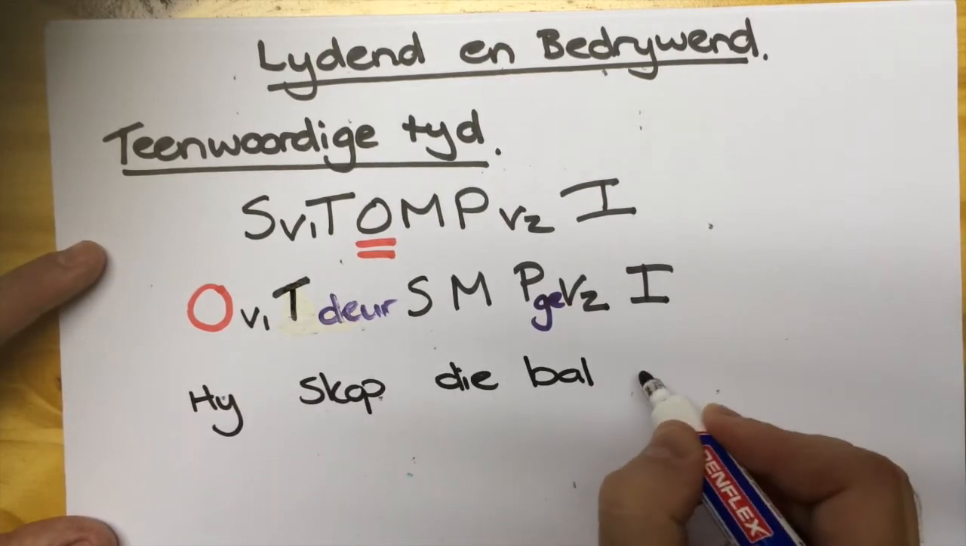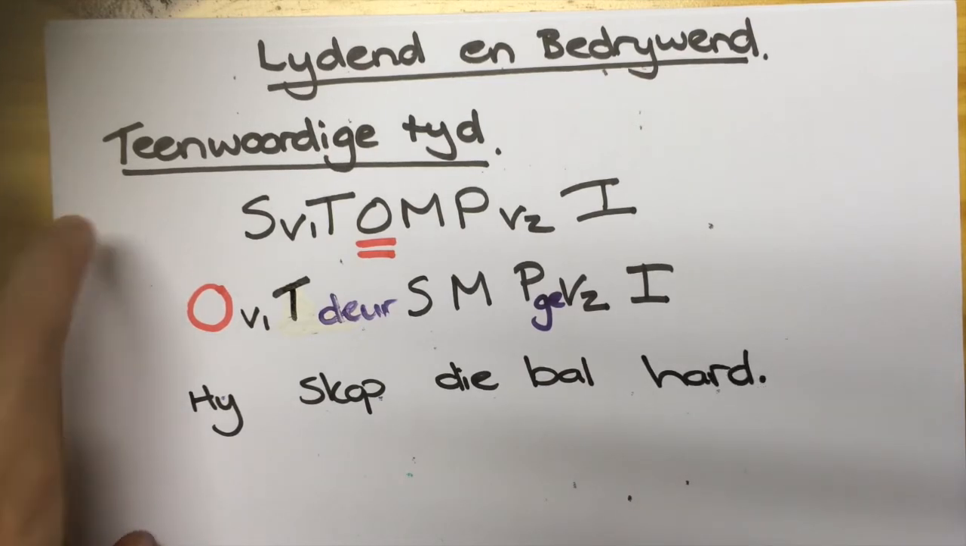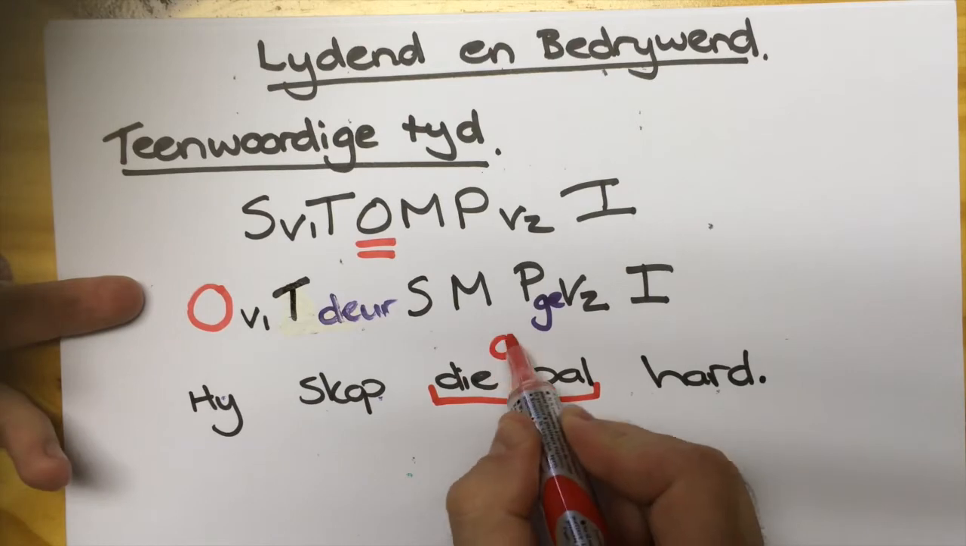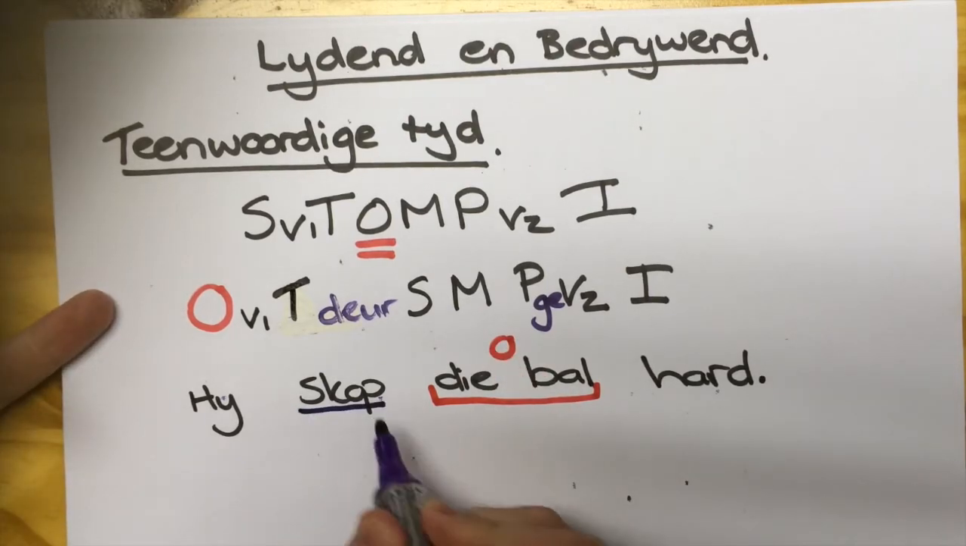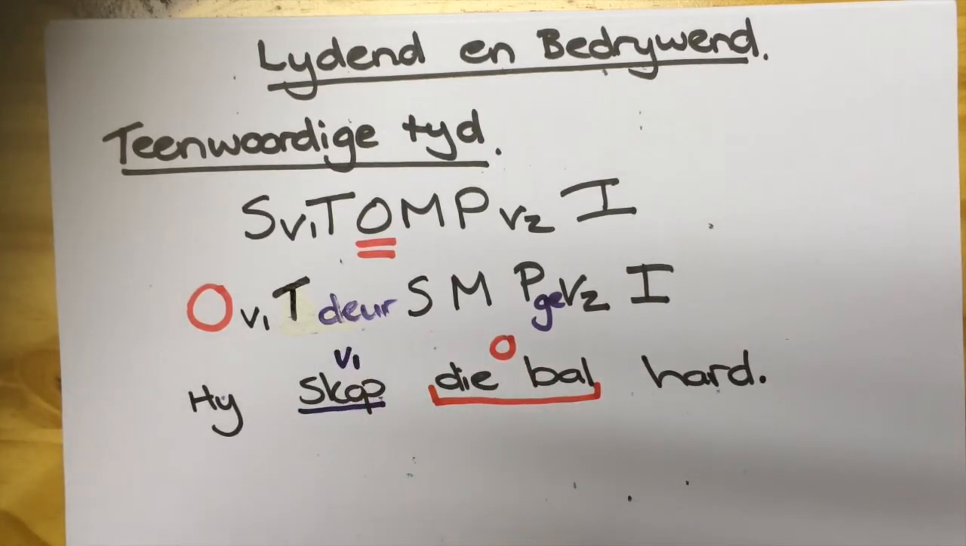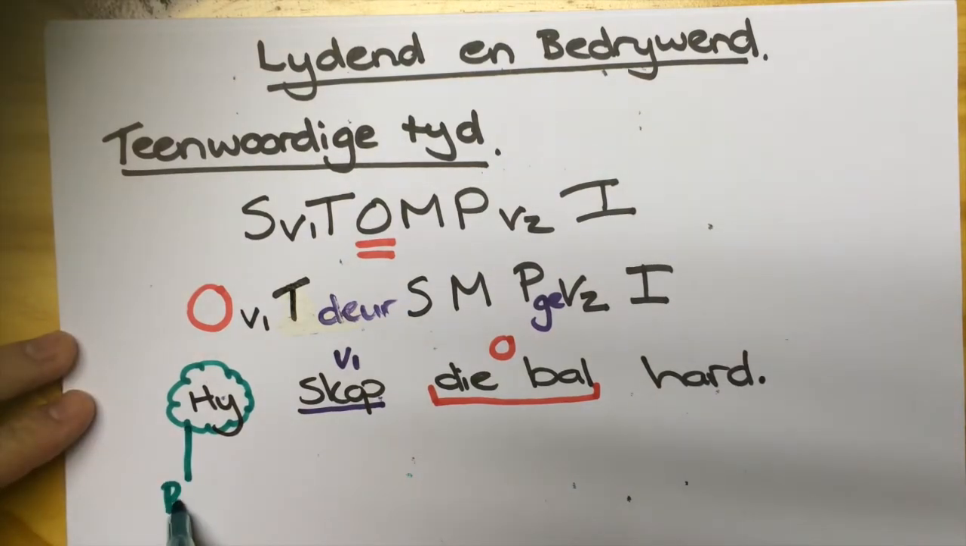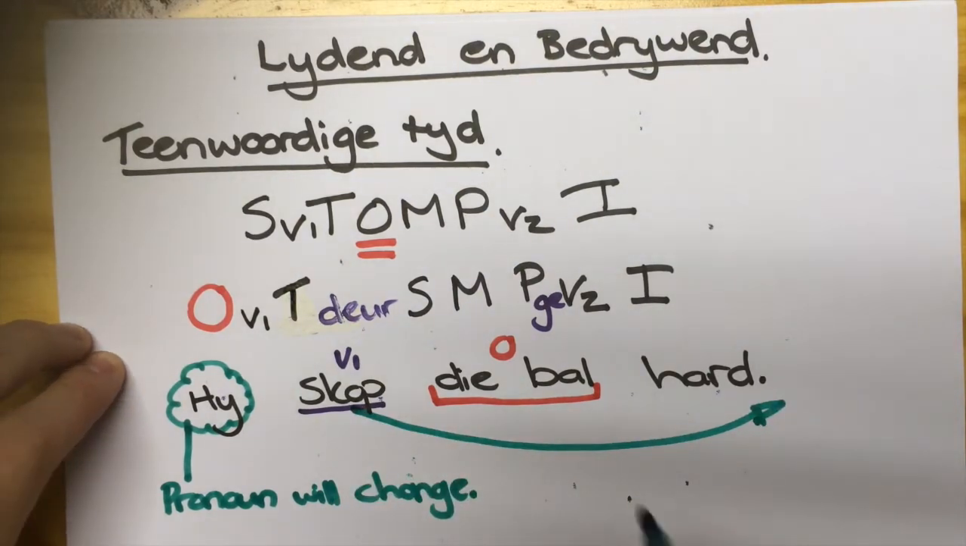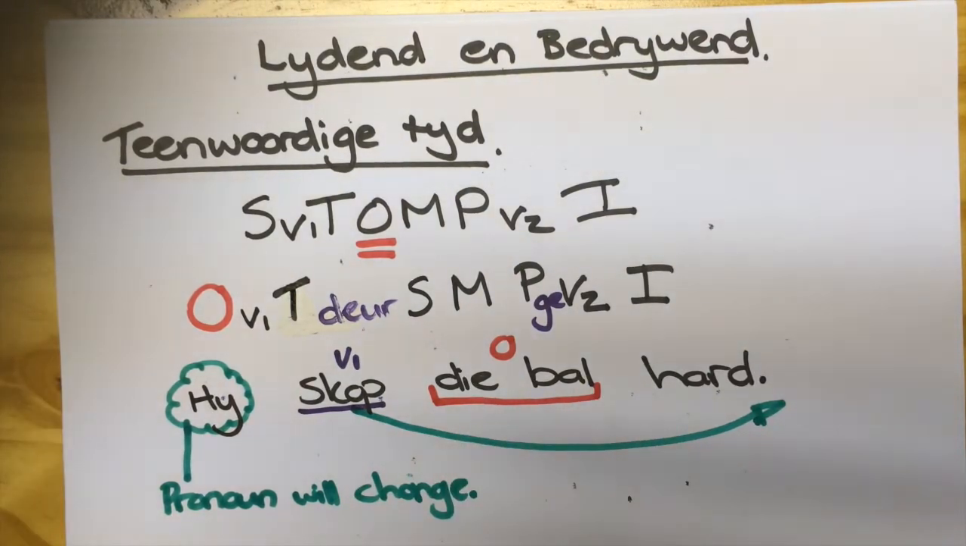For an example, hy skop die bal hard. Die bal would be your object, therefore we will start with that. Skop is your verb 1. Hy would be your subject, and therefore a pronoun that will change. Your verb 1 will be kicked to the end.